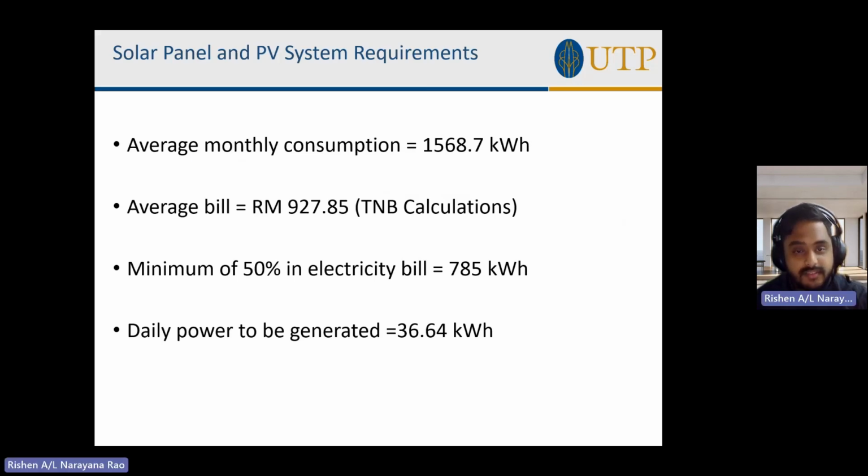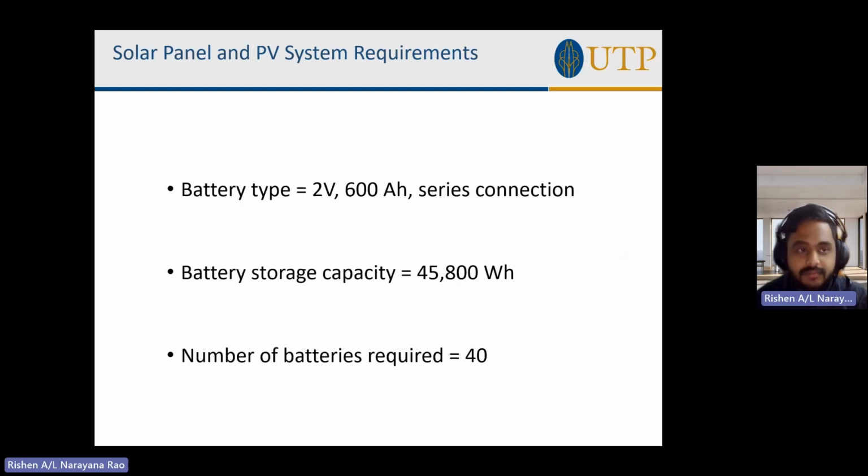For the PV system and solar panel requirements, the average monthly consumption of the school will be 1568.7 kilowatt hours. Based on our TNB calculations, it would be RM 927.85. With a minimum of 50% savings in the electric bill, it would be 785 kilowatt hours, and the daily power to be generated by the solar panels is 36.64 kilowatt hours.